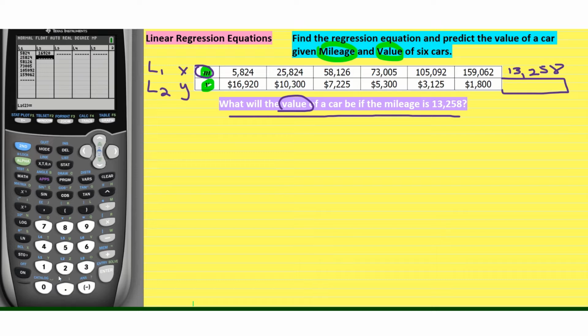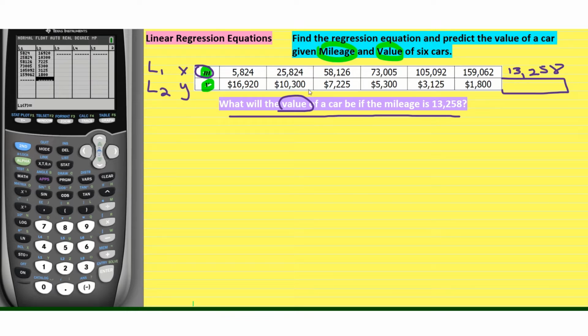16,921, enter. 10,300, enter. 7,225, enter. 5,300, enter. 3125, enter, and 1800, enter. Okay, so we want to generate our linear regression equation first.